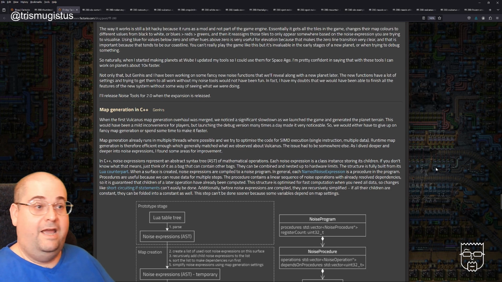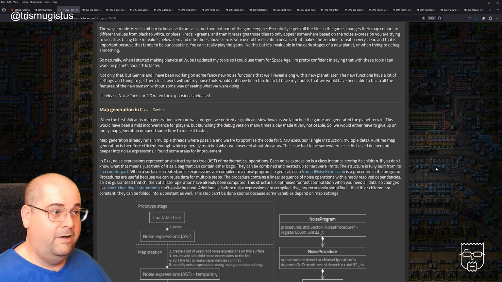The way it works is still a bit hacky because it runs as a mod and not part of the game engine. Essentially, it gets all the tiles in the game, changes their map colours to different values from black to white, or blues to reds, or to greens, and then it reassigns those tiles to only appear somewhere based on the noise expression you are trying to visualise. Using blue for values below 0 and other hues above 0 is very useful for elevation because that makes the 0 line transition very clear, and that is important because that tends to be our coastline. You can't really play the game like this, but it's invaluable in the early stages of a new planet or when trying to debug something.